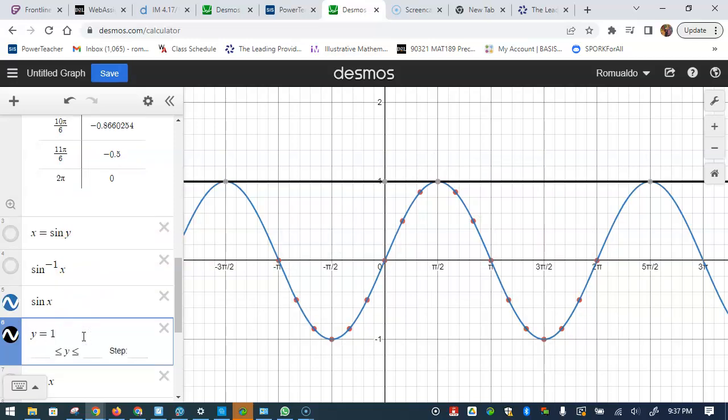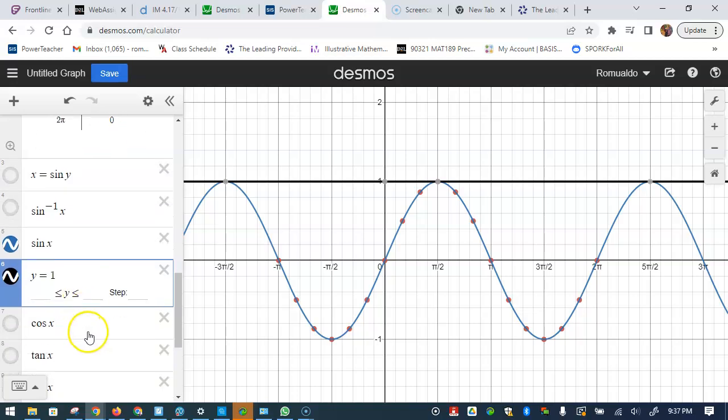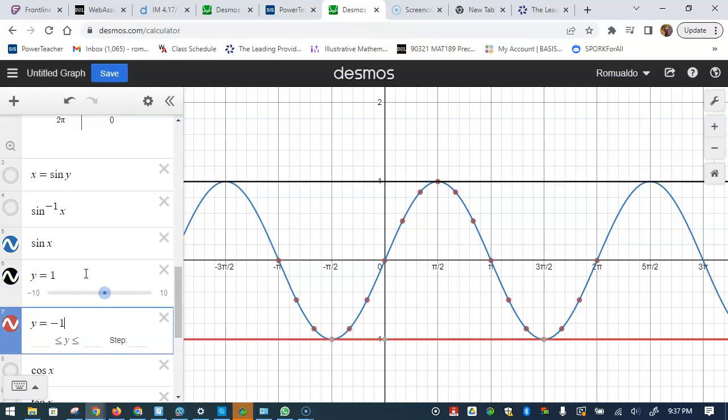And I can also put another one, y equals minus 1. These are the two, so the graph ranges from minus 1 to plus 1. There you go. So the range of the sine function is minus 1 to plus 1. And the domain is, you can plug in any angle here. So this is the understanding.